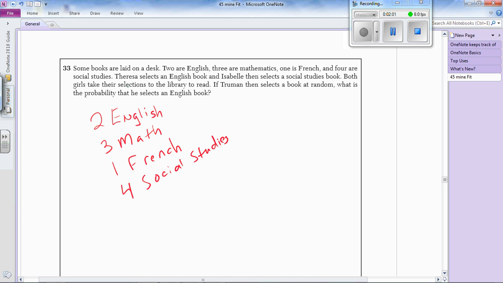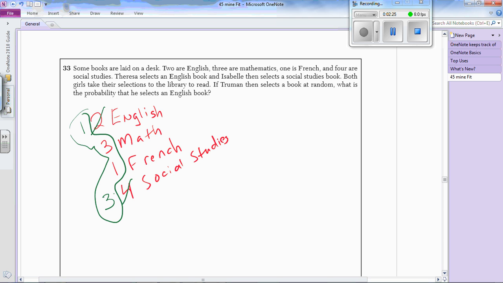So, Teresa selects an English book, so the English books goes down to 1. Isabella then selects a social studies book. Social studies books go down to 3. Both girls take their selections to the library. That's just kind of saying they're not putting them back. They're not in the selection. So Truman does not have them to select from. He only has 1, 3, 3, and 1.